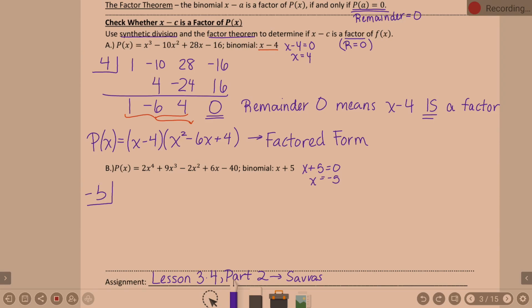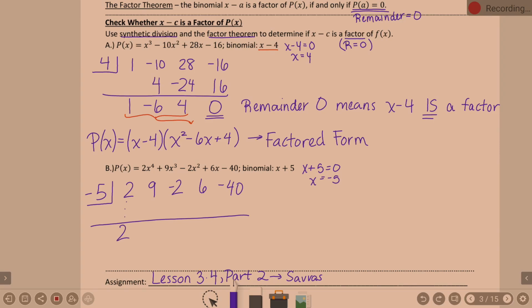What's the first number that goes next to my box? 2. That's the x to the 4th. What goes next? 9, because it's x to the 3rd. Then negative 2 for x squared. 6. Negative 40. No missing pieces, right? Okay. First step. Bring down the 2.